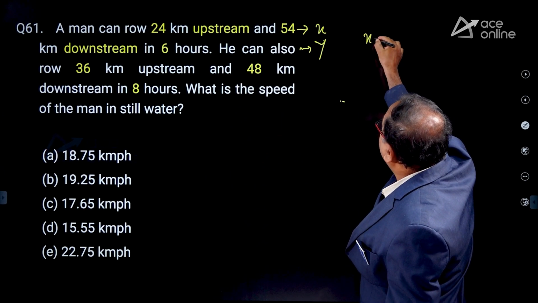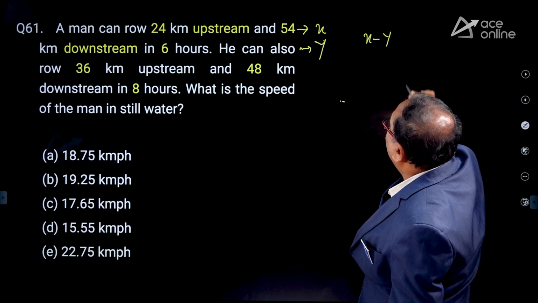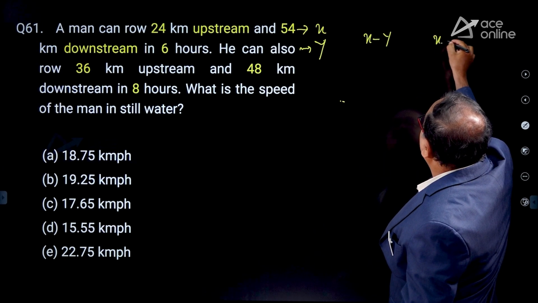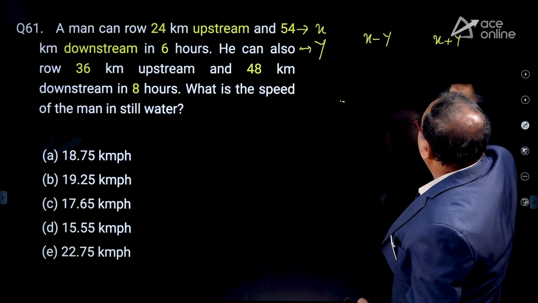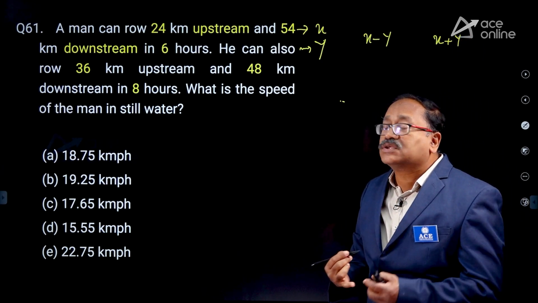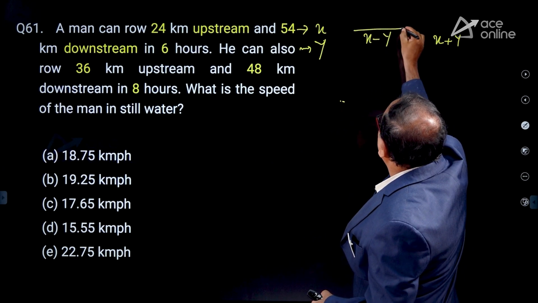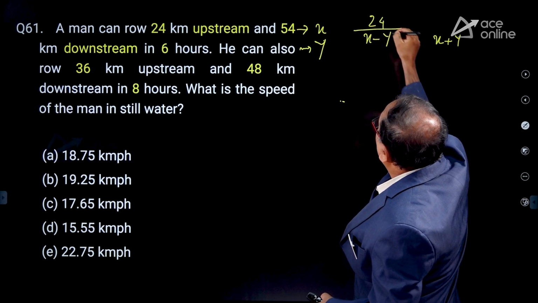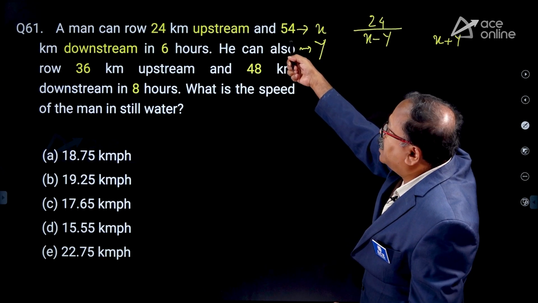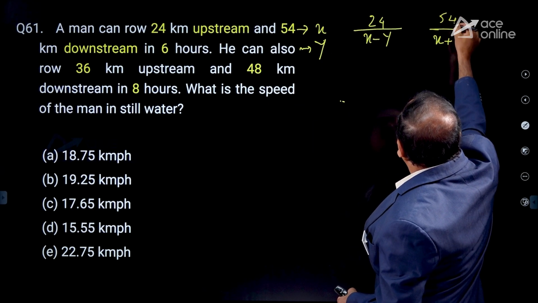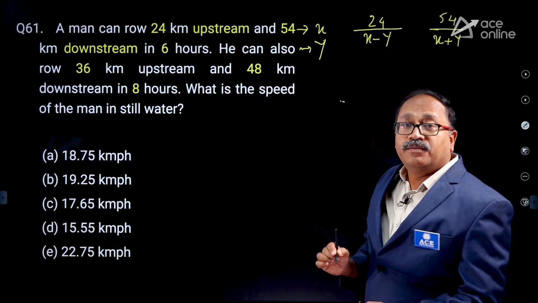Upstream will be x minus y. And what is your downstream? The downstream speed will be x plus y. And what is given to us is 24 km upstream. That means the distance is 24 by upstream speed, and 54 km downstream. That means 54 by x plus y.